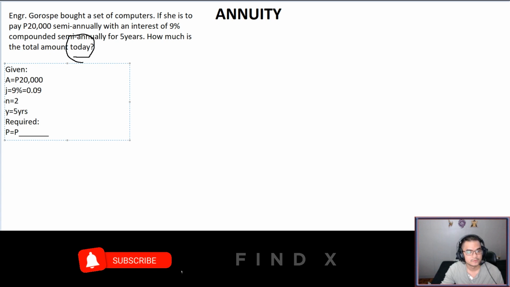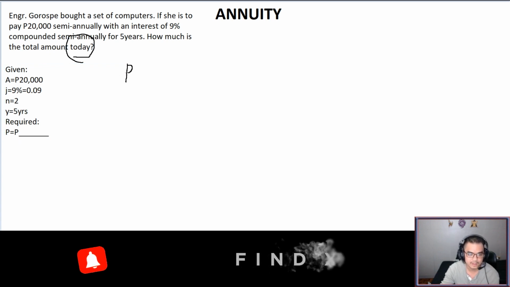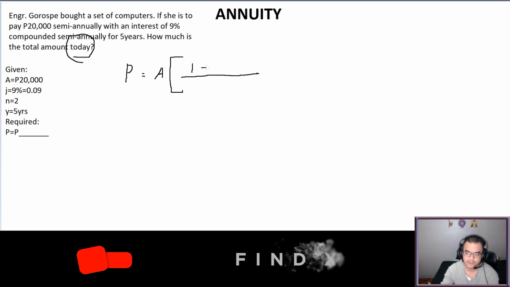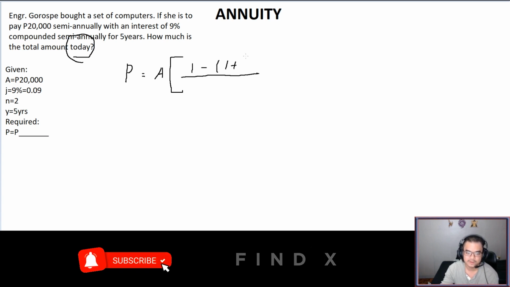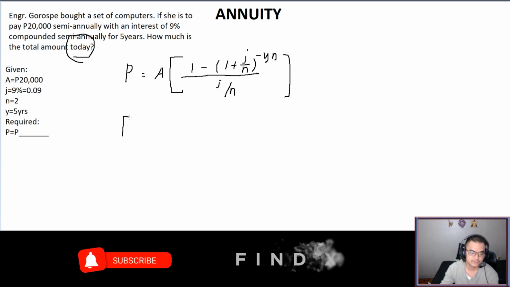Okay, so you can have the solution. We will use the P formula, so we have A times 1 minus, again we're going to the past, so it must be negative, 1 plus j over n. Don't forget the negative. There we go. Okay, so let's substitute all the values.